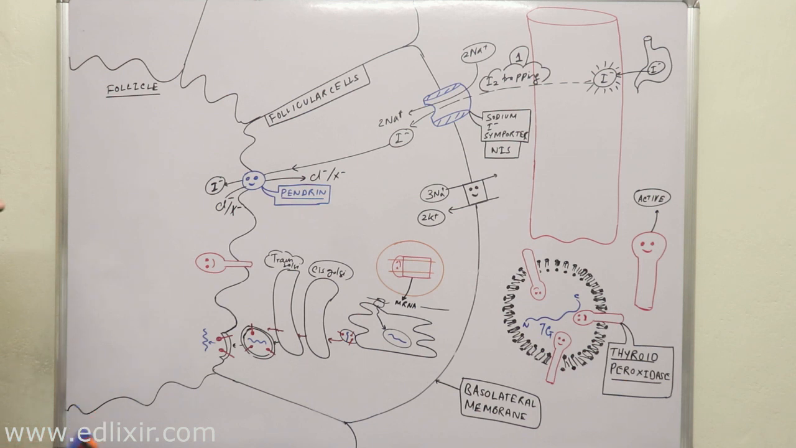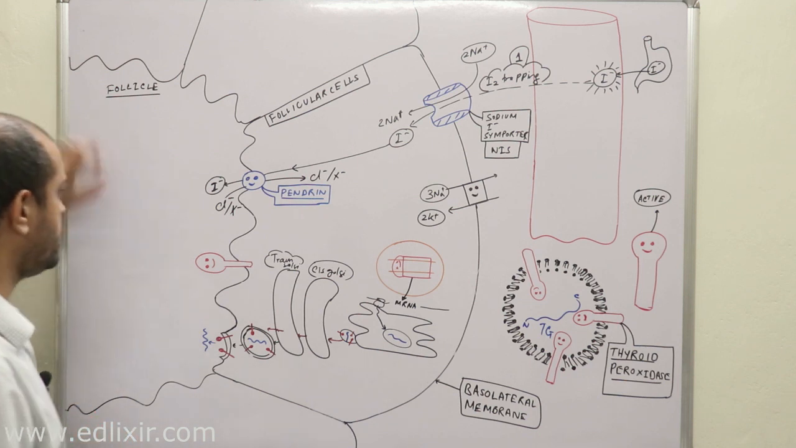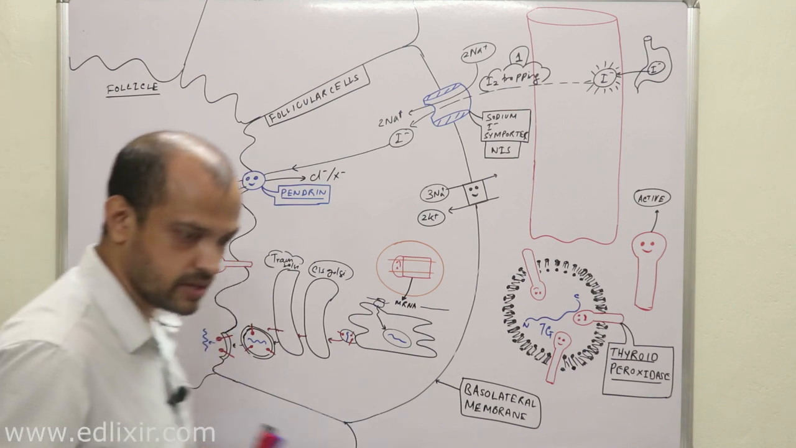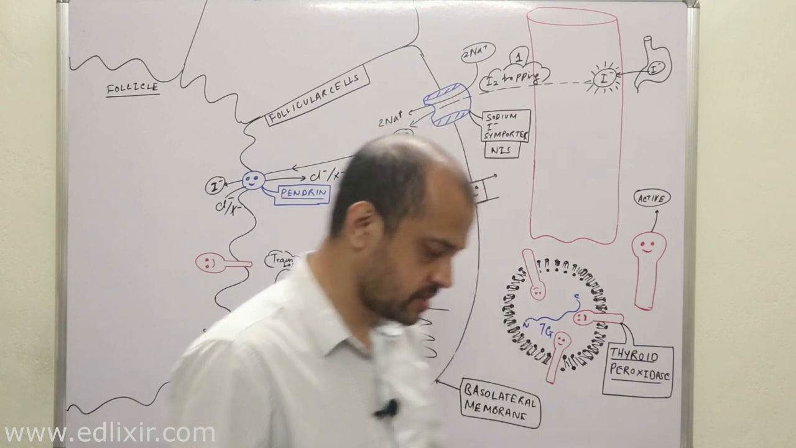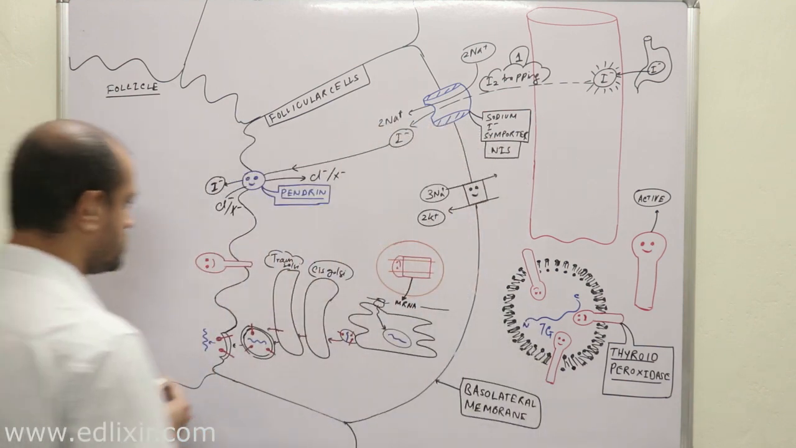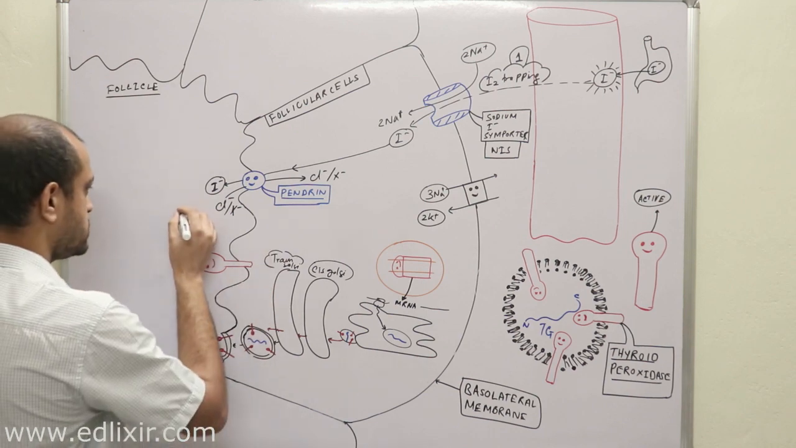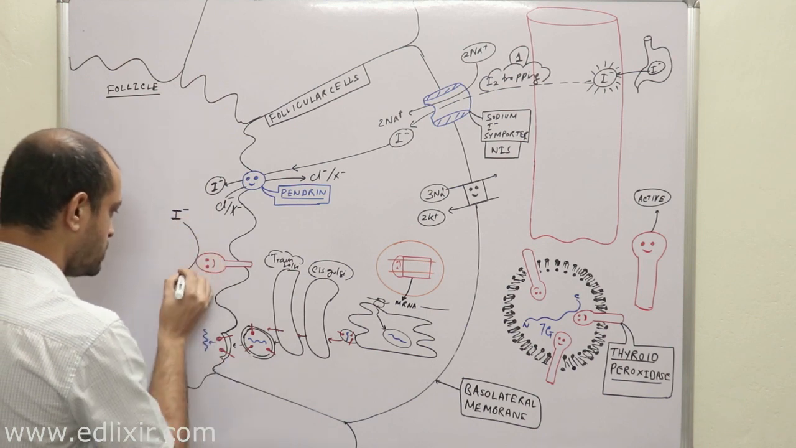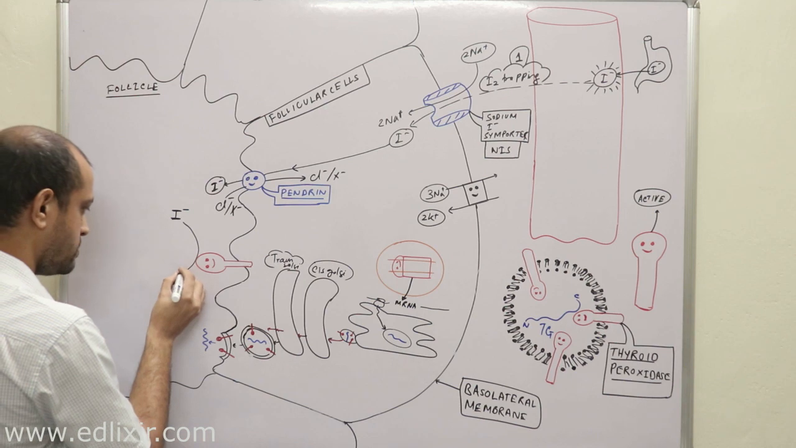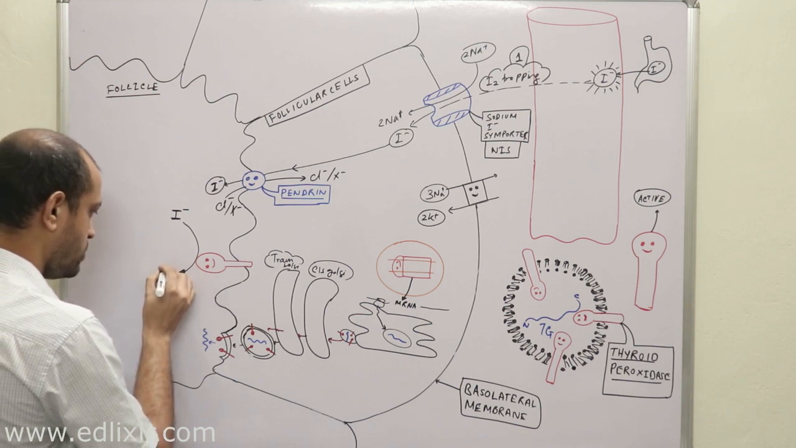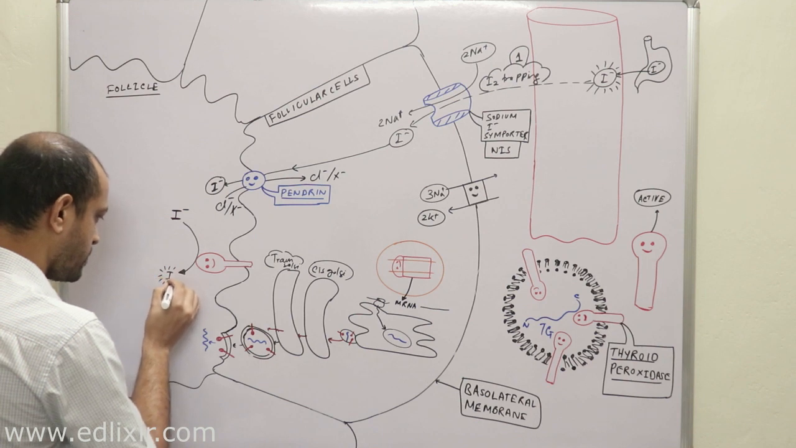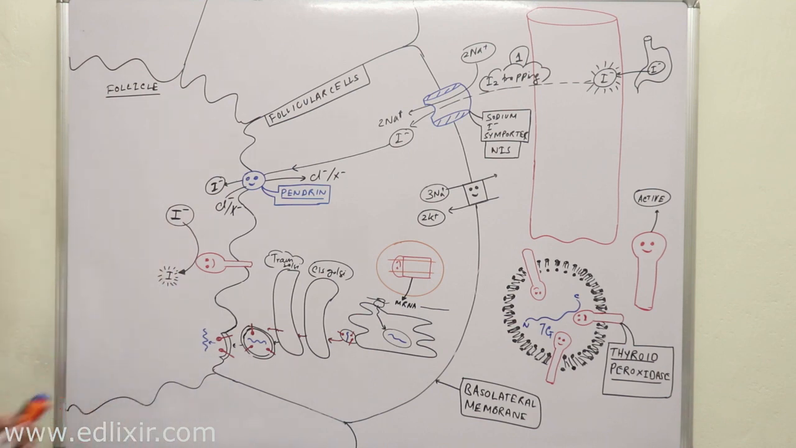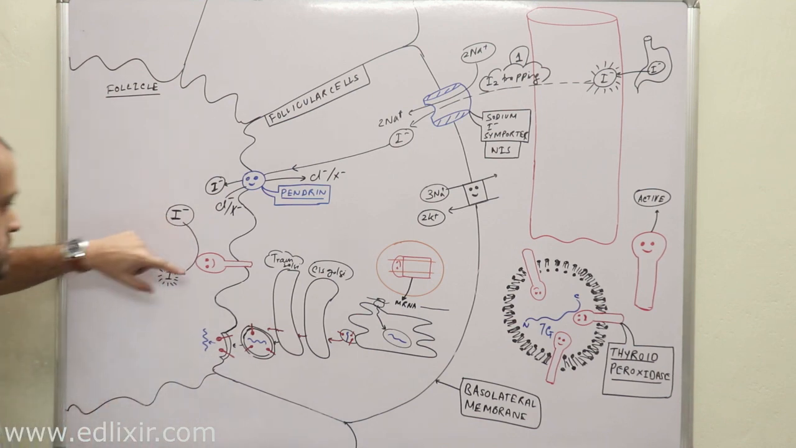Now listen with all your attention. A very important point you need to understand is that the thyroid peroxidase molecule performs two main functions. What is the first function? The first function is the conversion of iodide into iodine molecule. That means an electron is lost.